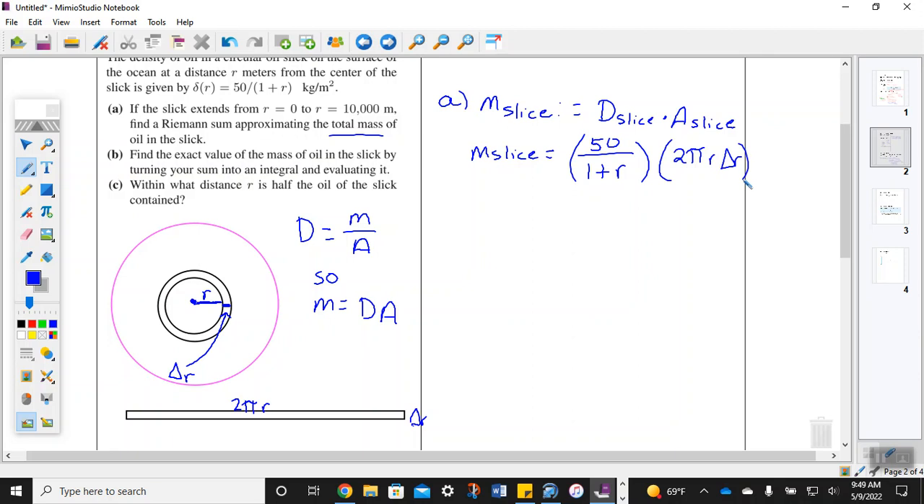Okay, so here's the deal. The mass of one slice is going to be this times this. I'm going to cheat a little bit. Are you guys okay with that? So I'm going to say our total mass is going to equal the integral from, okay, how many meters is our radius going out? From what to what, according to this? 0 to 10,000. So we're going 0 to 10,000.